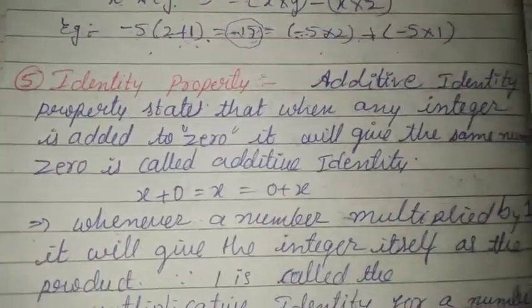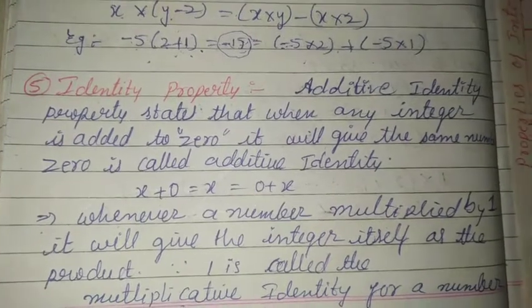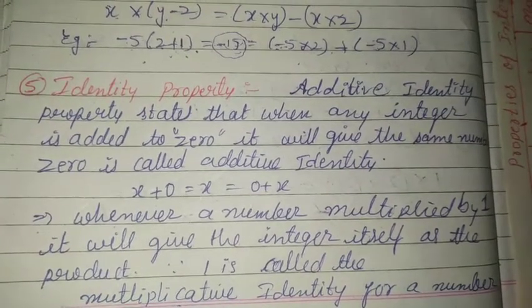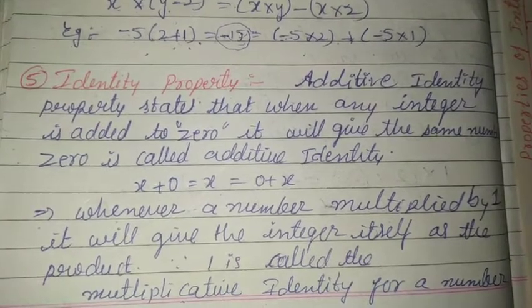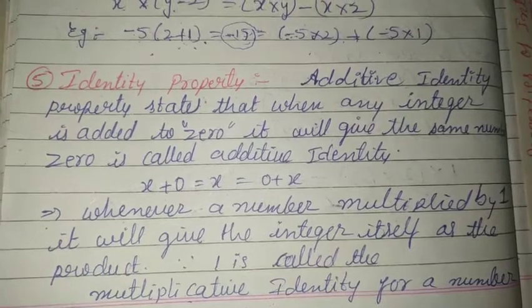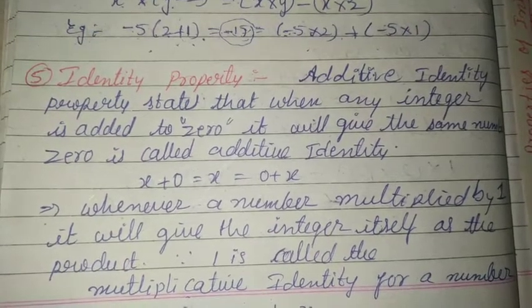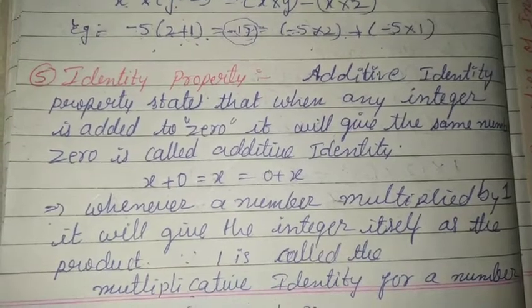Next property is identity property. Additive identity property states that when any integer is added to 0, it will give the same number. 0 is called additive identity. For example, we are adding 0 to any number, we are getting the same number. This is the identity property.